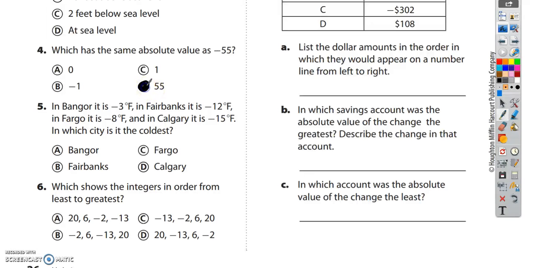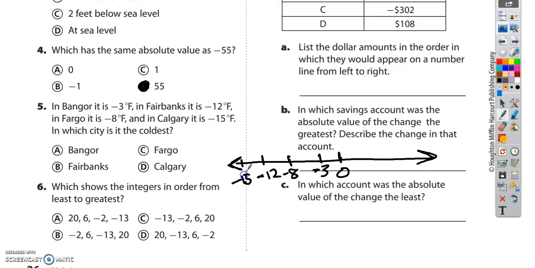Alright, question number 5. In Bangor it is -3 degrees Fahrenheit, in Fairbanks it is -12 degrees Fahrenheit, in Fargo it is -8 degrees Fahrenheit, and in Calgary it is -15 degrees Fahrenheit. In which city is it the coldest? Some kids want to choose Bangor because 3 is a smaller number, but we're talking about negatives, and I just want to remind you that if you have a number line, and if you have 0 kind of right here, Bangor would actually be like right about here, and then it would come Fargo, and then it would come Fairbanks, and last, or farthest left, would be Calgary. The answer is D, Calgary.